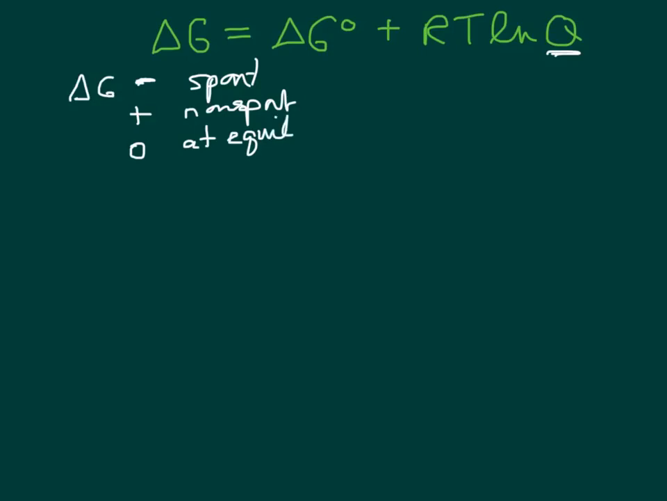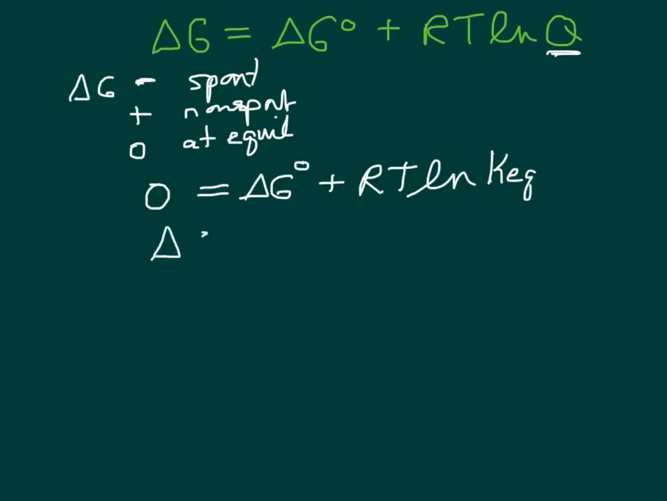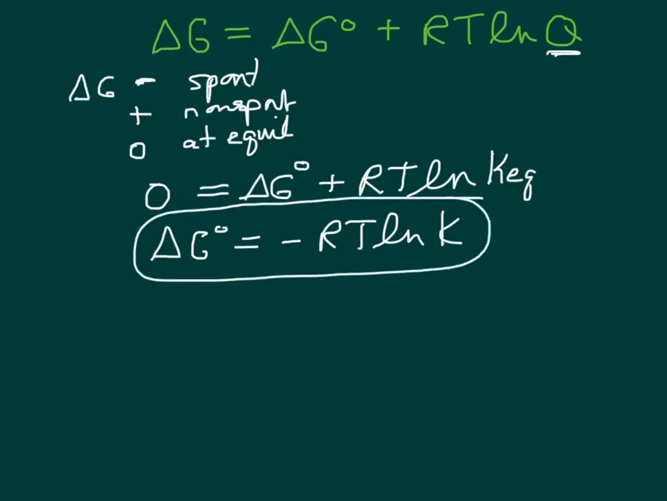So if we're at equilibrium, delta G is 0. So I'm going to write 0, and that equals the standard delta G plus RT ln. Now instead of Q, let's put K because we're at equilibrium, so K or KEQ. If we rearrange this a little bit, we get delta G is minus RT ln of K. And this is going to be a very useful equation for us to use.